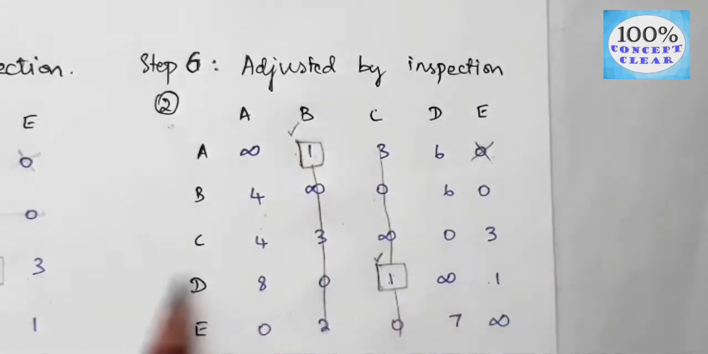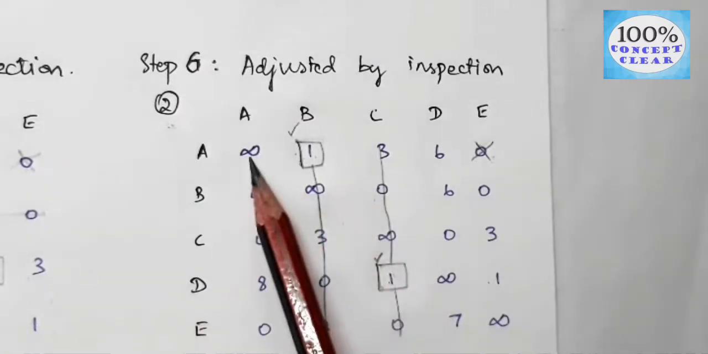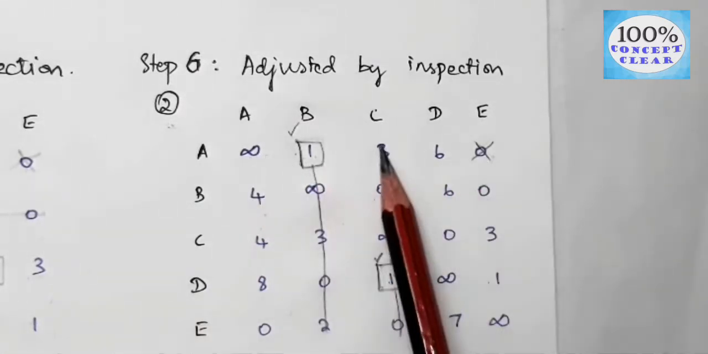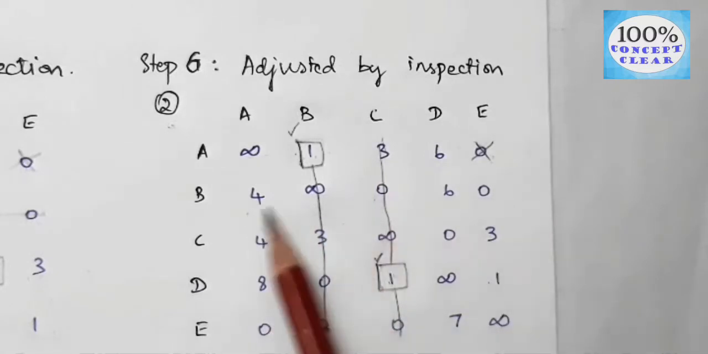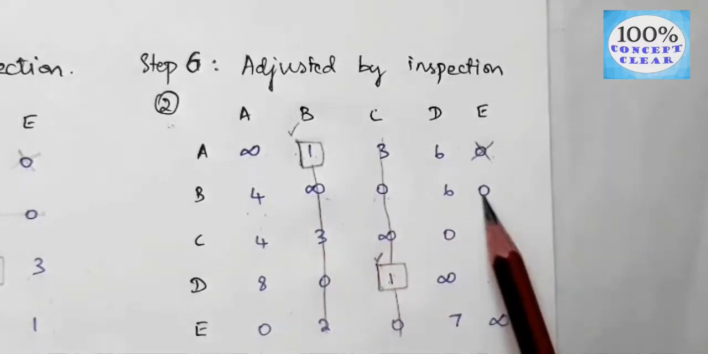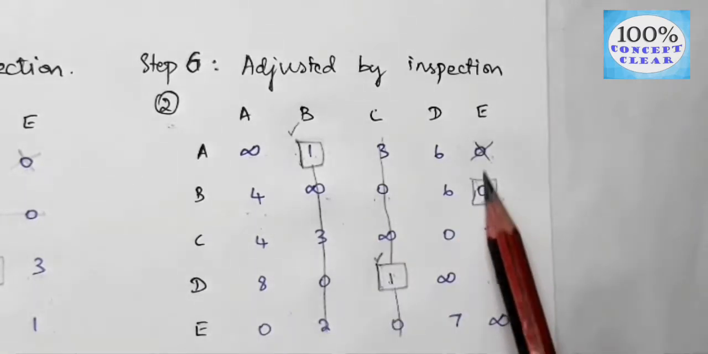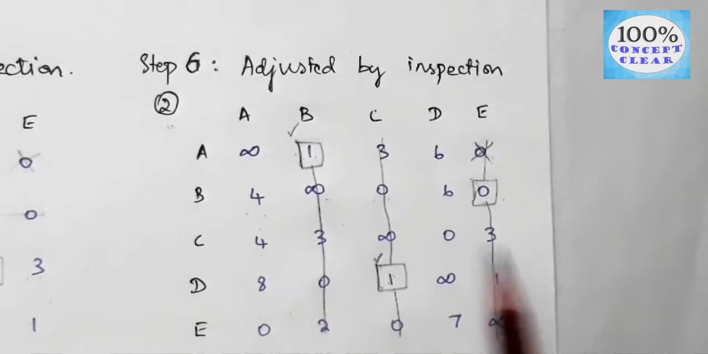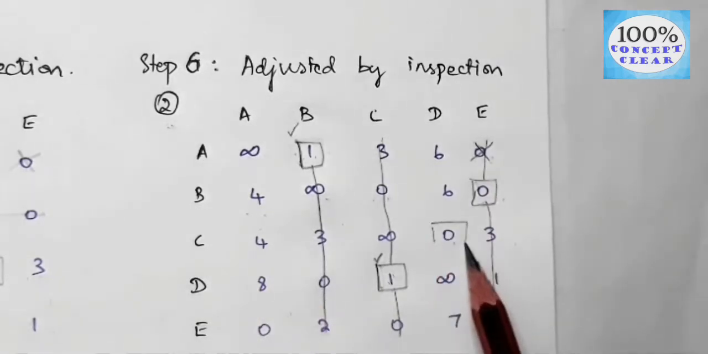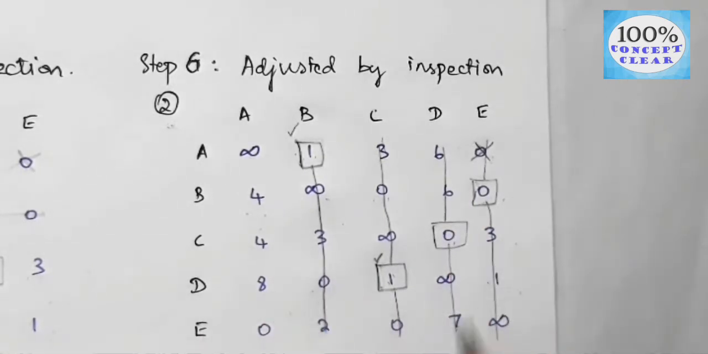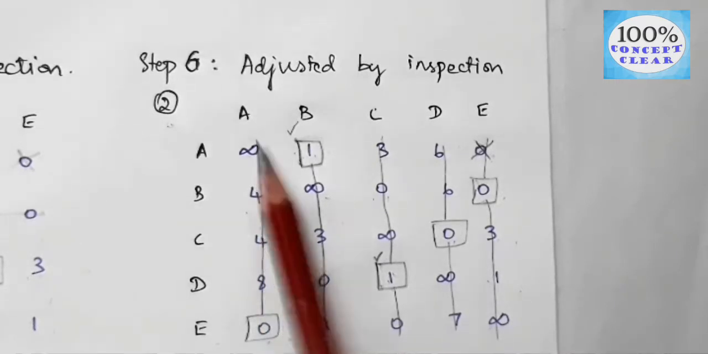Now we can do the scannings as usual. In the first row there are no zeros, so skip the first row and move to the second row. In the second row we have 1 zero, so mark that 0. We mark this row wise, so we should cancel column wise. In the third row we have 1 zero, so mark that 0, and cancel column wise. In the fourth row we have no zeros, and in the fifth row we have 1 zero, so mark that 0. We mark this row wise, so we should cancel column wise.